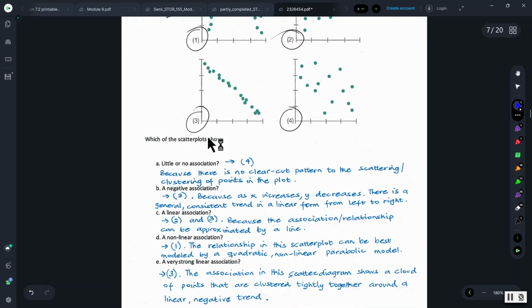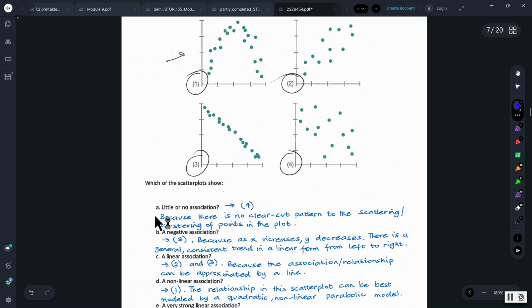So let's see. Which of the scatter plots show little or no association? Well, I would argue that that is 4 because I don't see any clear visible pattern here. It's not linear, it's not curvilinear. So this definitely shows little or no association. And that is because there is no clear-cut pattern to the scattering or clustering of points in the plot.